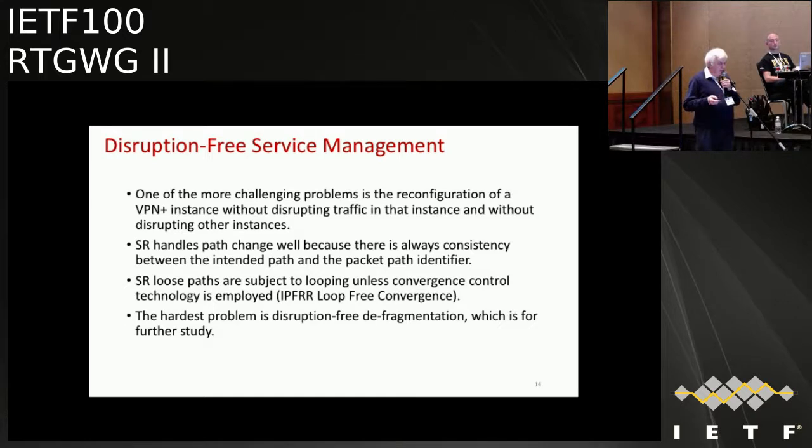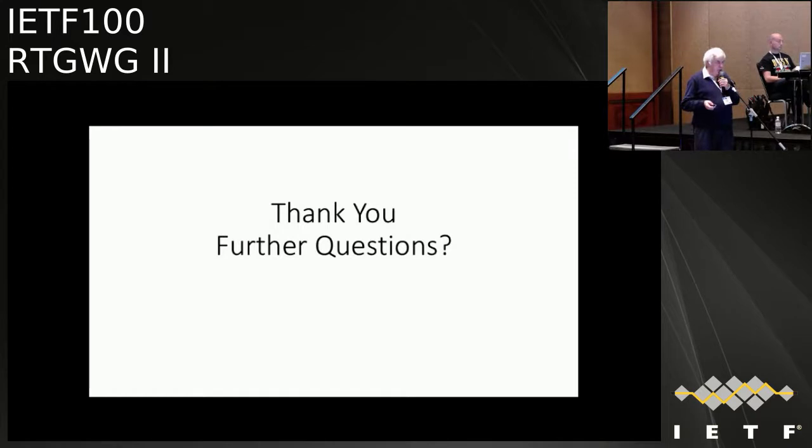Loose paths, though, are still subject to looping unless you have some convergence controlled technology, such as one of the IPFRR techniques. But really, one of the hardest problems is to figure out how we do disruption-free defragmentation of the network. In other words, how we recover the resources without affecting any of the other services, because you can't move anything around without changing the delay and jitter characteristics. So that's as far as our thinking's got this time. We're always interested in questions.